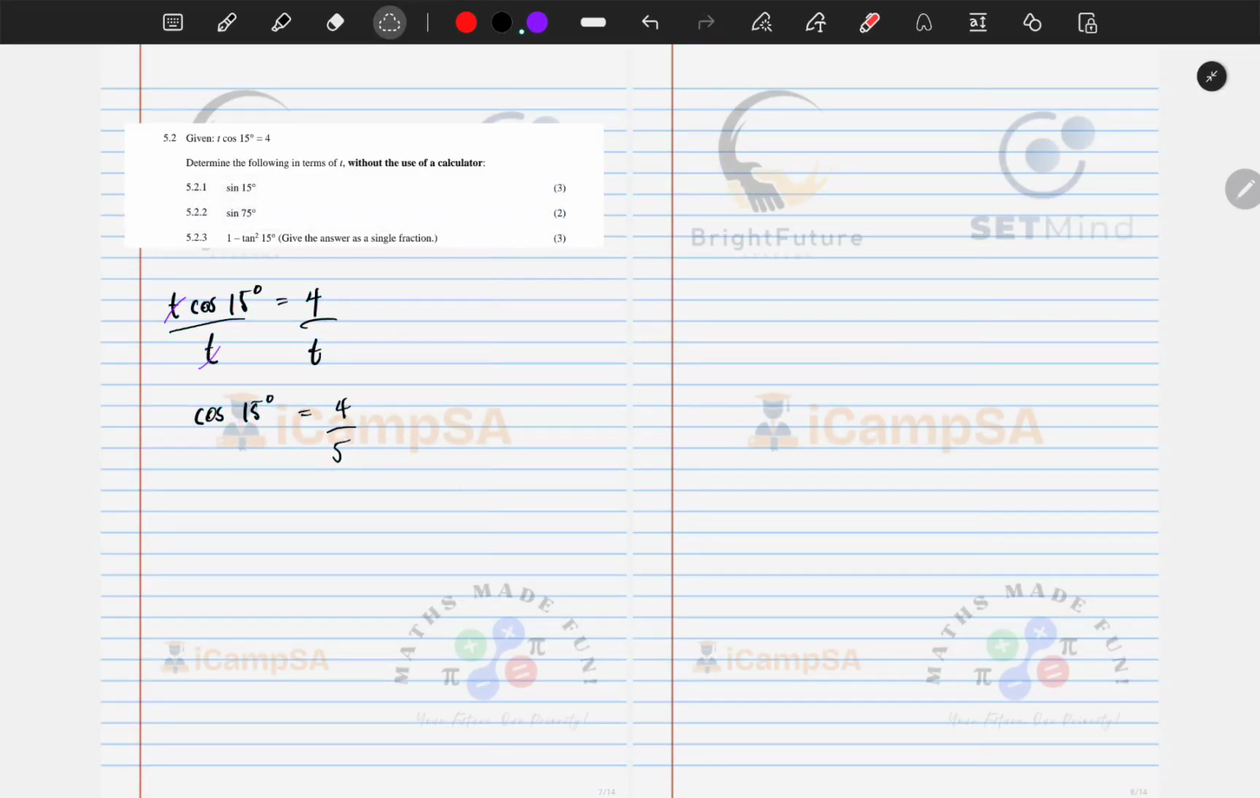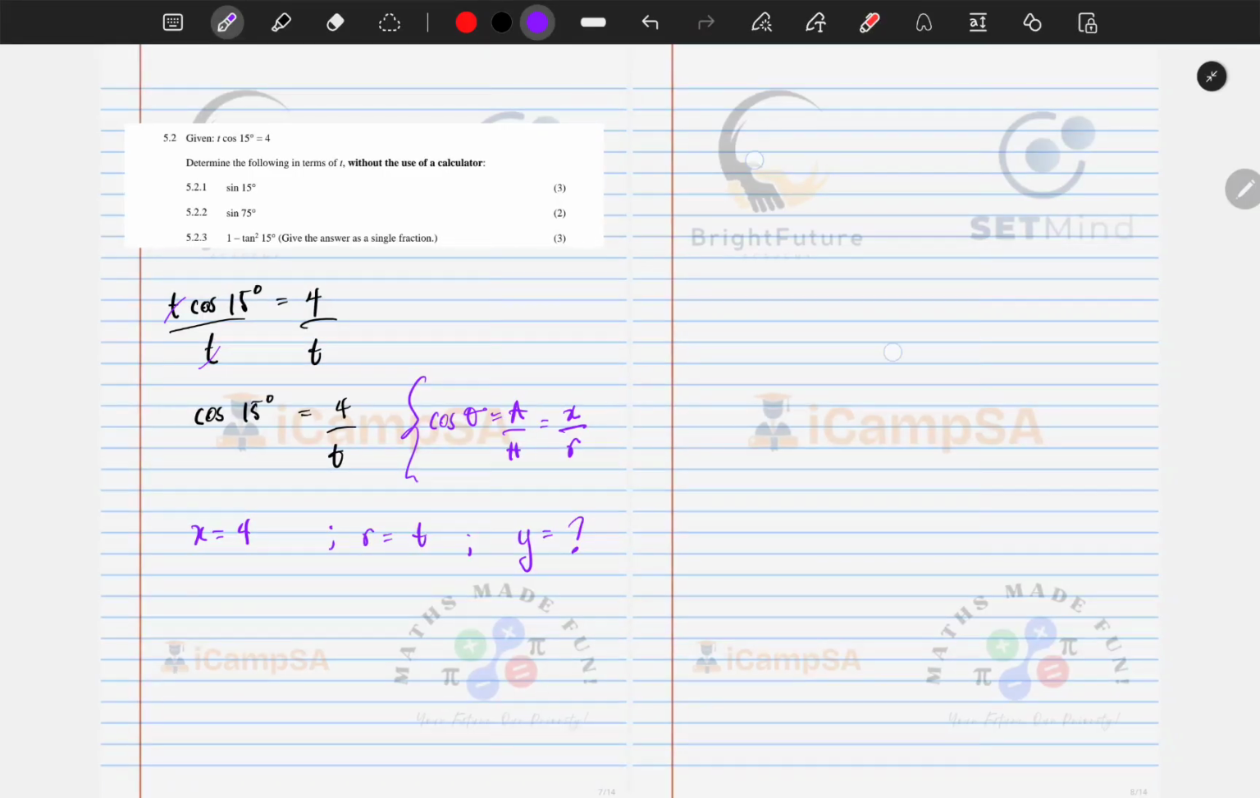So what do I know about cos, right? I know that cos of any angle is equals to adjacent over hypotenuse, which is the same thing as x over r, right? So therefore it means that this will be, it's not 5, it's supposed to be t, right? That's what I know. Right, so now it means that my x can be 4, and then my r is going to be t, right? That means that I need y, right?